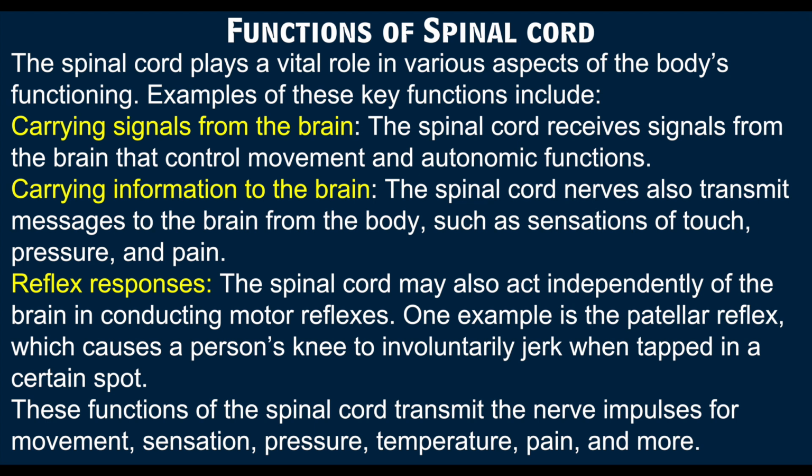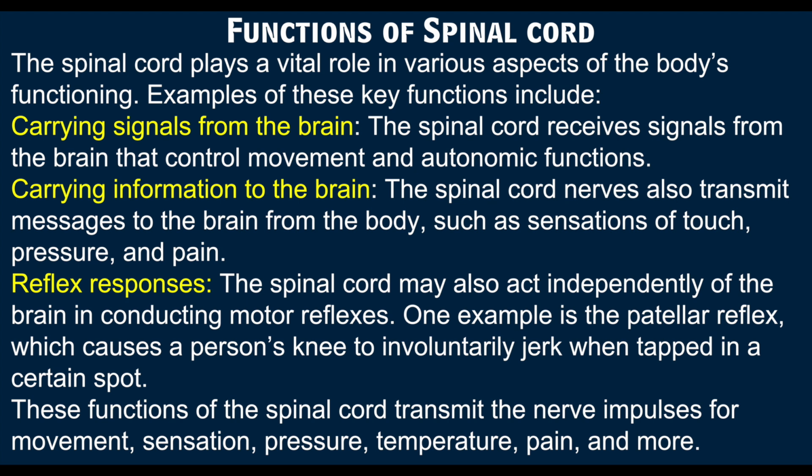The spinal cord plays a vital role in various aspects of the body's functioning. First, carrying signals from the brain: the spinal cord receives signals from the brain that control movement and autonomic functions. Second, carrying information to the brain: the spinal cord nerves also transmit messages to the brain from the body, such as sensations of touch, pressure, and pain. Third, reflex responses: the spinal cord may also act independently of the brain in conducting motor reflexes.